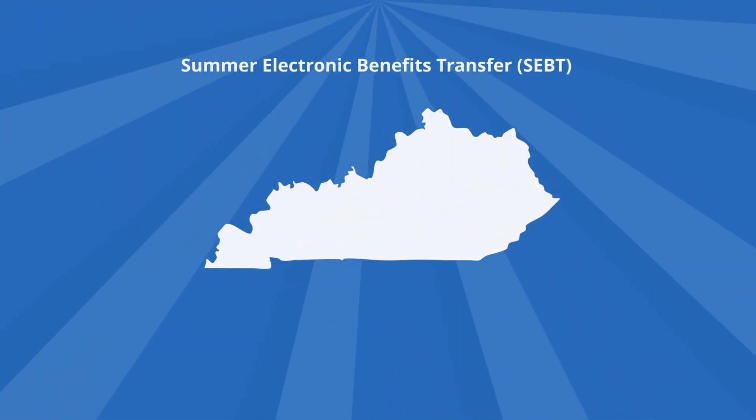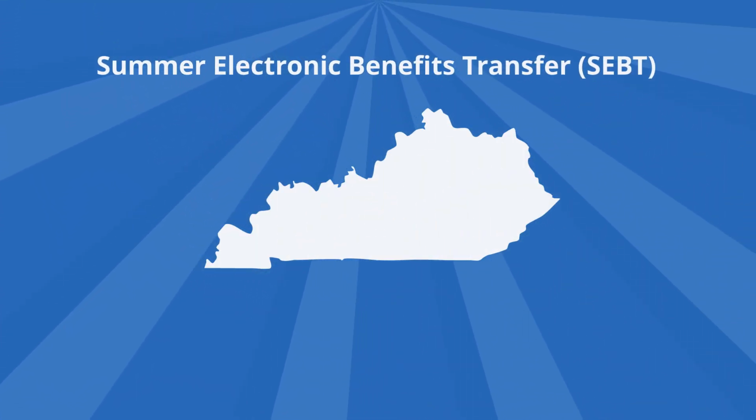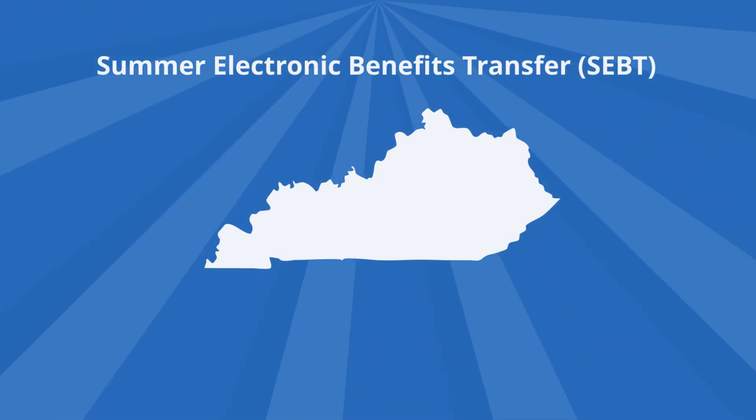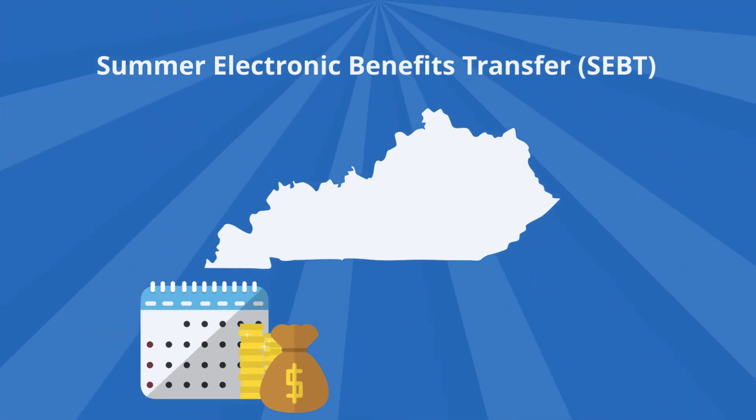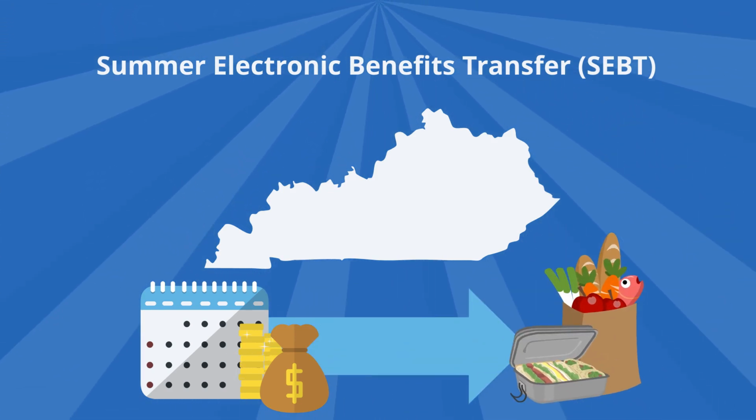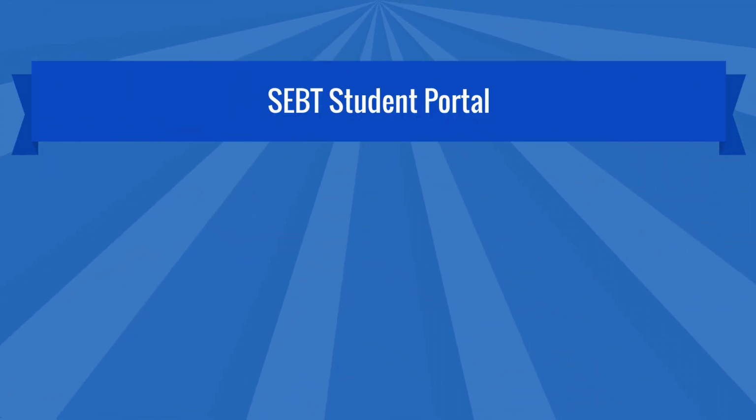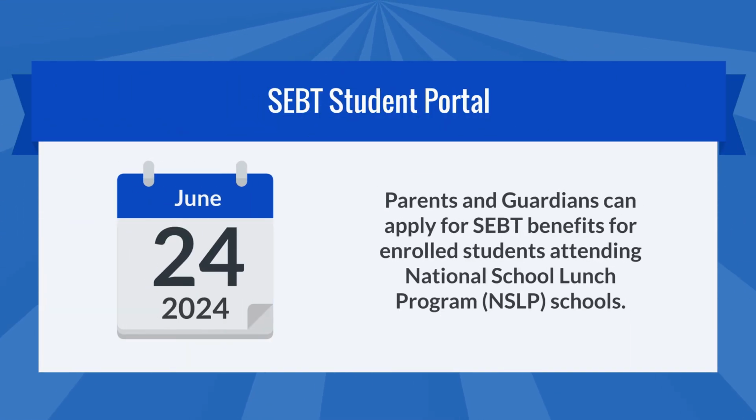Summer Electronic Benefits Transfer (SEBT) is a permanent federal child nutrition program offering benefits to students from eligible families to help cover the cost of meals during the summer when schools are not in session. Starting June 24, 2024, parents and guardians can apply for SEBT benefits for enrolled students attending National School Lunch Program (NSLP) schools through the SEBT Student Portal.